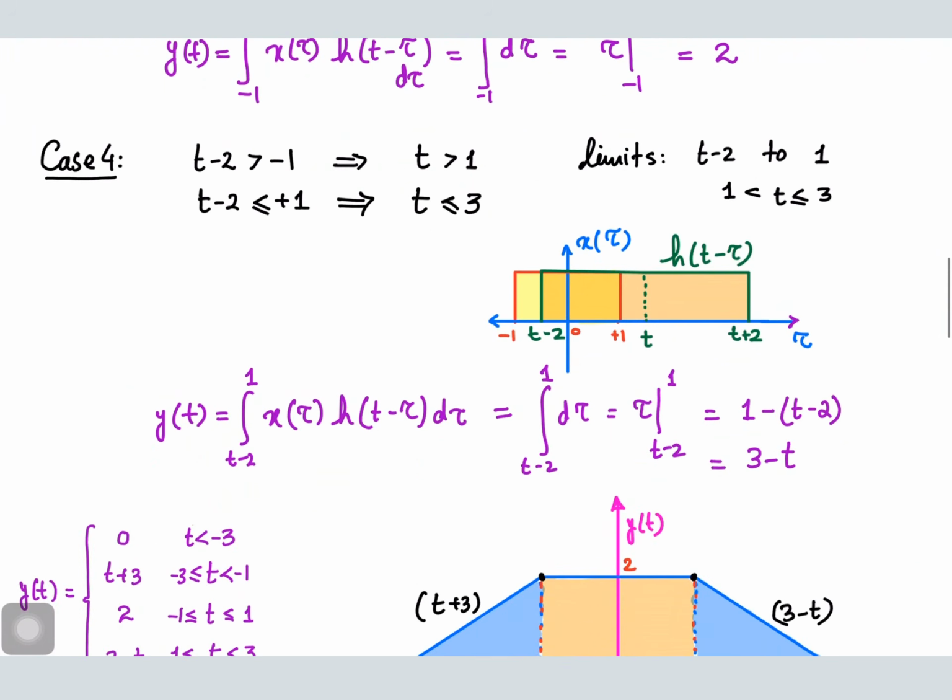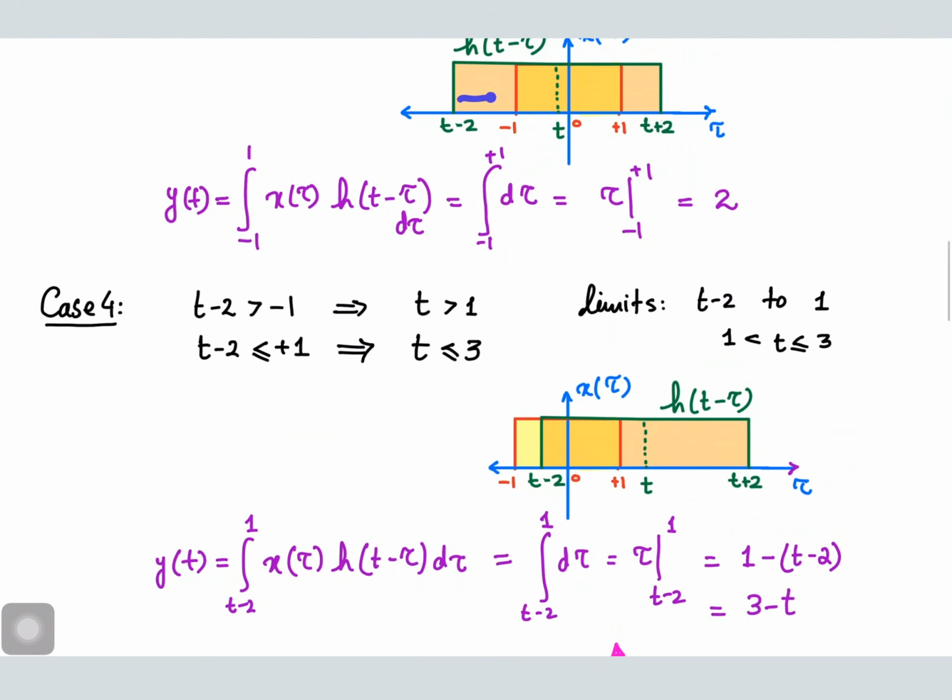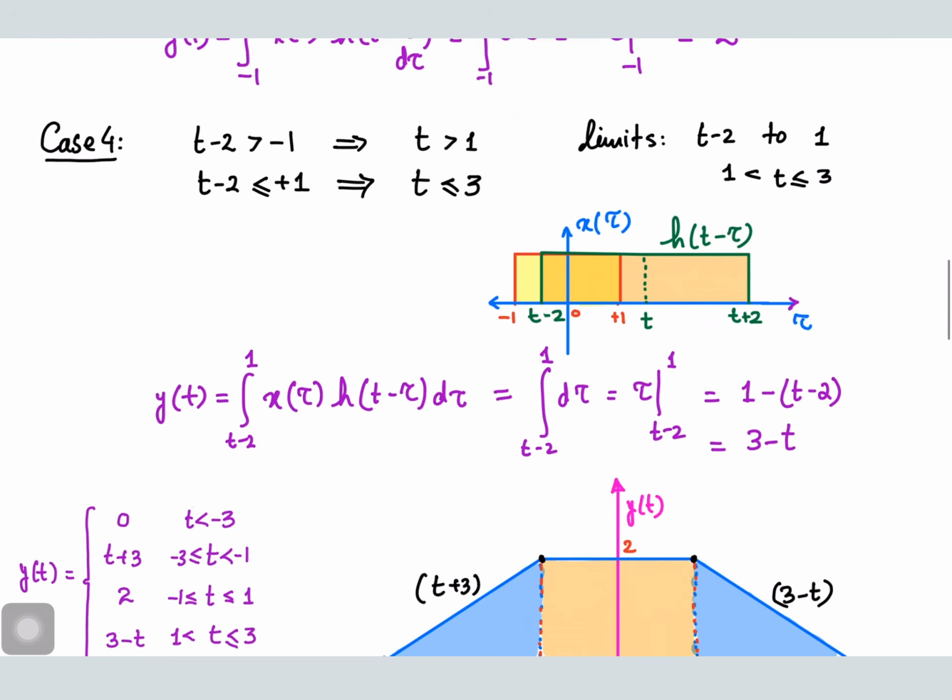Okay, now let's consider the case when t minus 2 enters over here. It becomes greater than -1, and that is shown over here. When t minus 2 is greater than -1, the overlap of the area is decreasing, because the first signal is from here. If I change the color for that one, the first signal is over here and the second signal is now crossing that one. So the area overlap is reducing as h of t minus tau moves onward. Now we want to work out the limits. So how do we work out those?